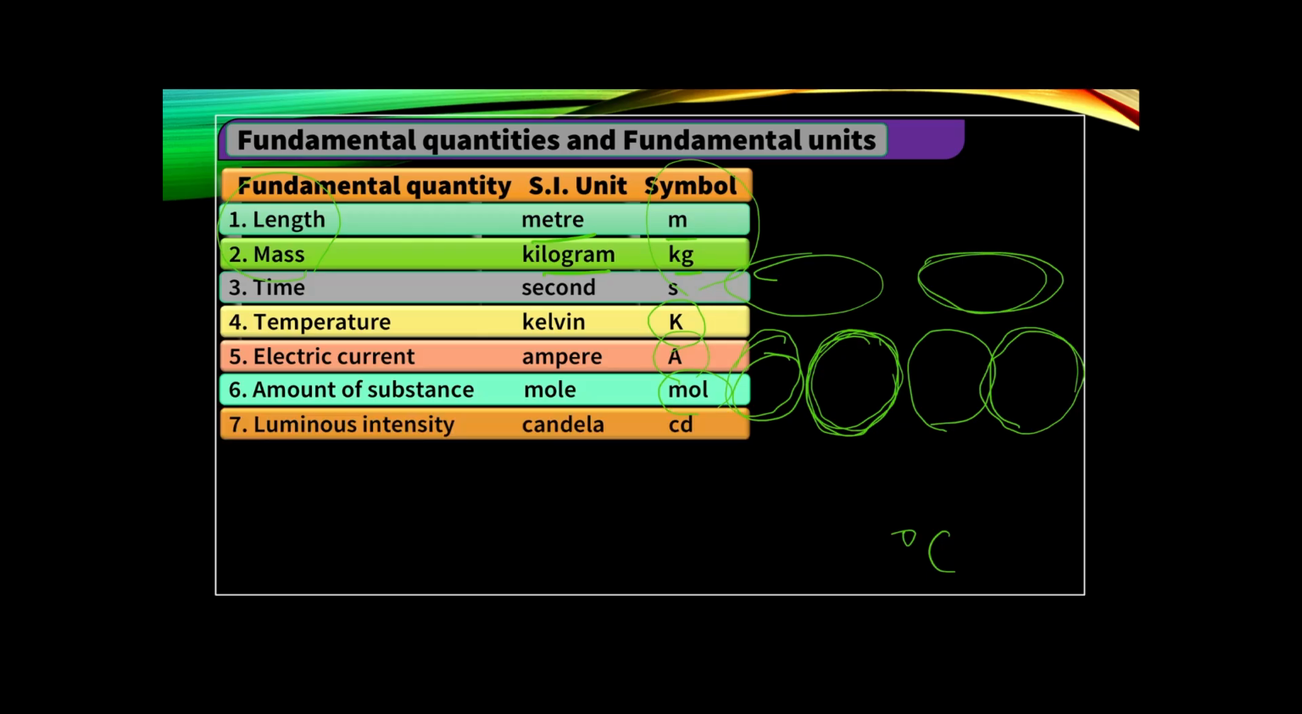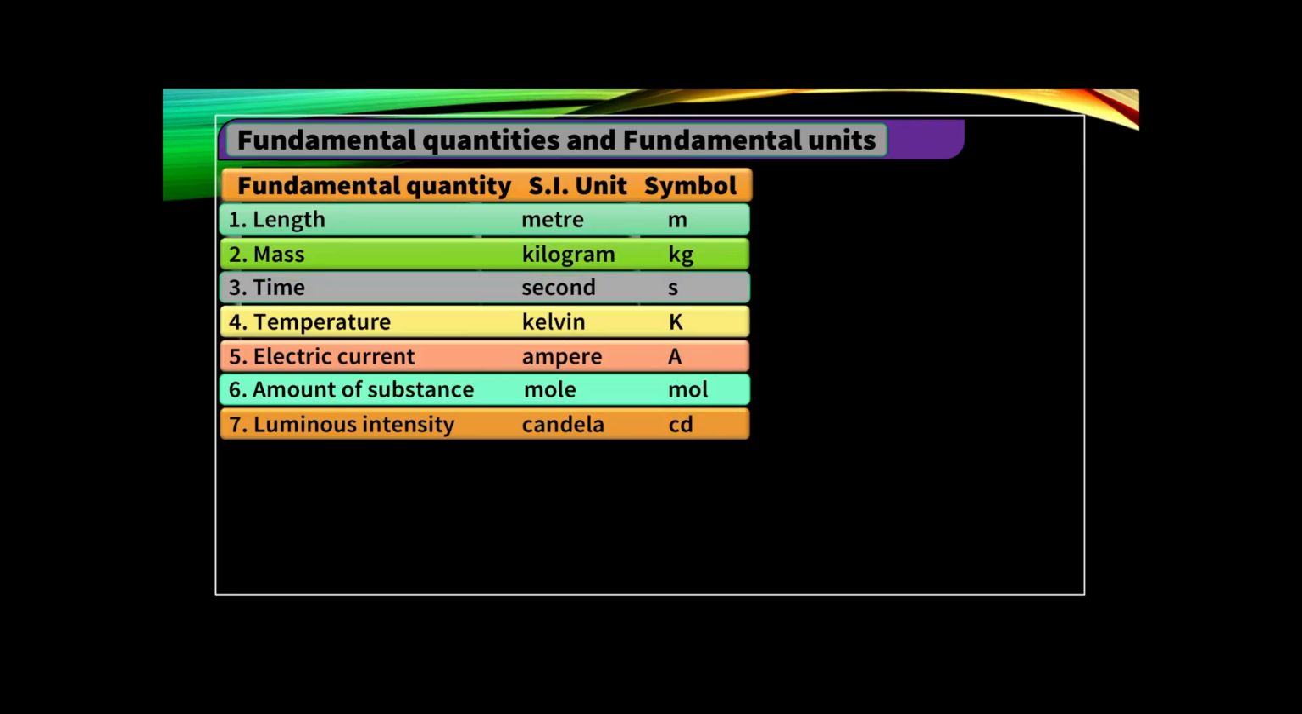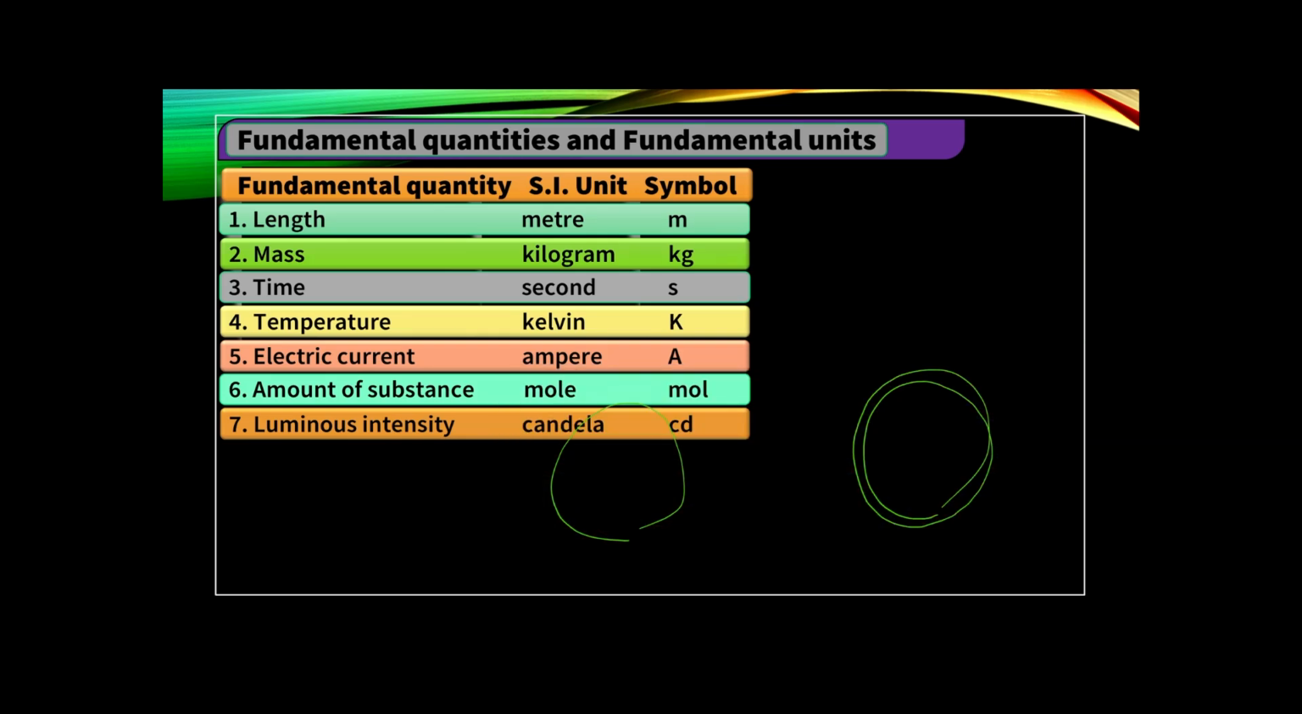Now, we go for another physical quantity, luminous intensity. What does luminous intensity mean? Luminous intensity is a measure of brightness of bulbs. Look at this. You can see the first bulb is less luminous because it doesn't give you as much light or as much brightness as the second bulb. So the second bulb is more luminous. And what is the unit of luminous intensity? Candela, short form cd.